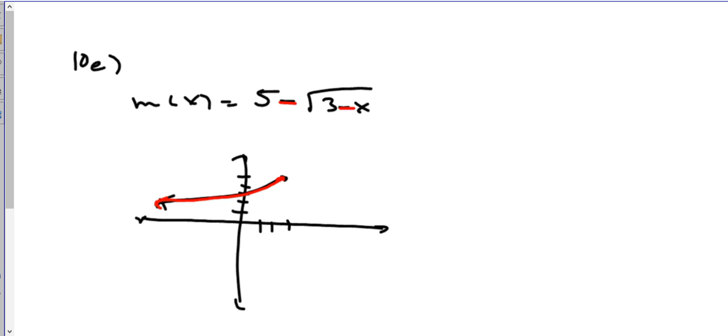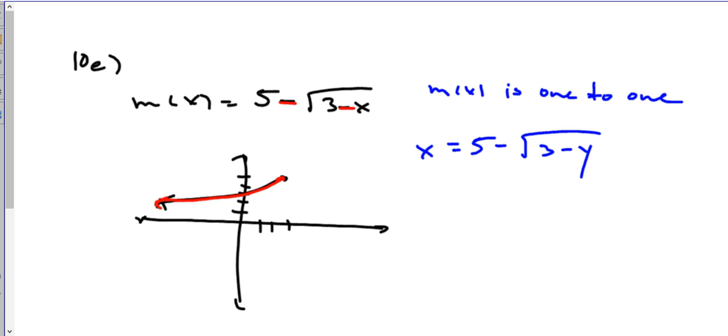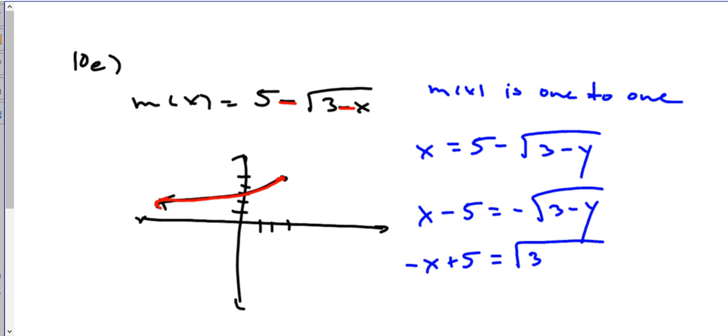Now, once again, this m of x is 1 to 1, so it does have an inverse. That's the horizontal and vertical line test. So we can switch x and y. X is going to equal 5 minus the square root of 3 minus y, and we're going to solve. x minus 5 equals negative square root of 3 minus y. Distributing the negatives, we have negative x plus 5 equals the square root of 3 minus y.